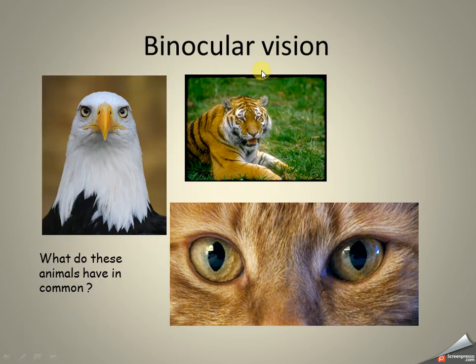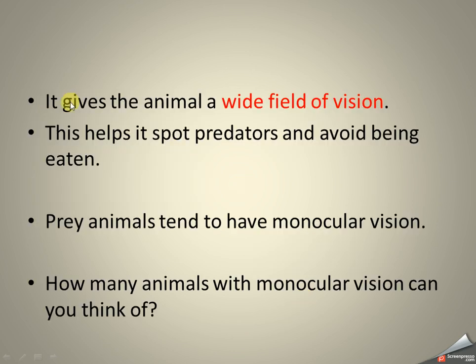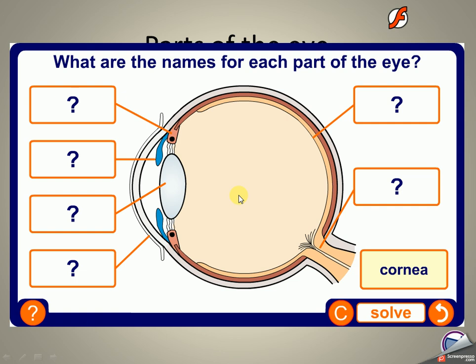Now binocular vision. This is where the eyes are at the front of the head. These animals are all predators, and the reason they have eyes at the front of their heads is because it allows them to judge distance. Judging distance is very important if you're a predator and you want to catch your prey. So binocular vision, eyes at the front of the head, helps them judge distance.